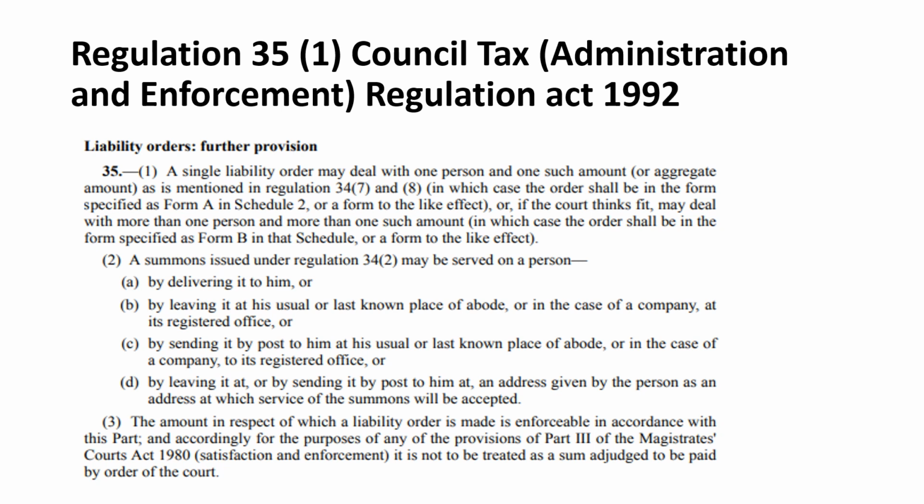Now, it says here under 35 sub 3, the amount in respect of which a liability order is made is enforceable in accordance with this part, and accordingly, for the purpose of any of the provisions of Part 3 of the Magistrates' Courts Act 1980, satisfaction and enforcement, it is not to be treated as a sum adjudged to be paid by order of the court.